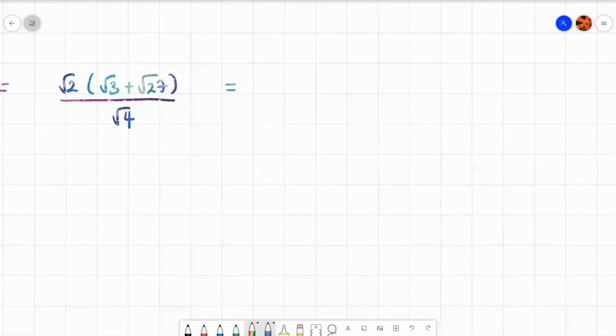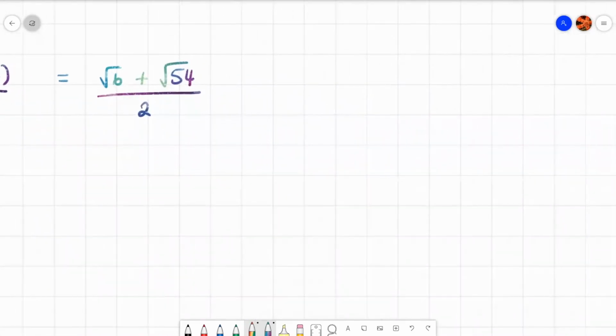Well, square root 2 times square root 3 is square root 6. Then square root 2 times square root 27, well, 2 times 27 is 54. All over, well, the square root of 4 is 2. Let's see what we can simplify. Can I simplify square root 6? No. Can I simplify the square root of 54?